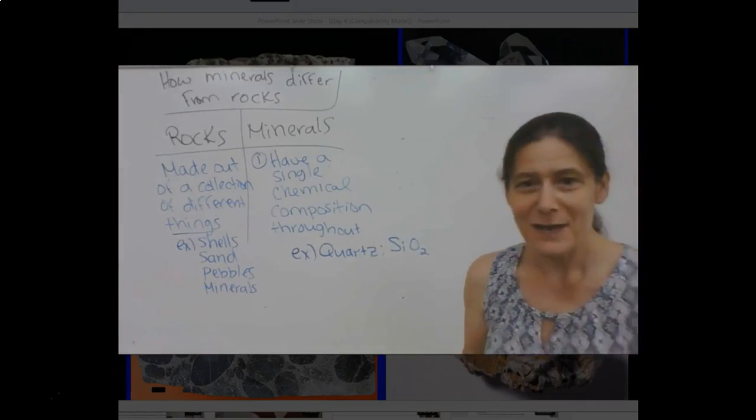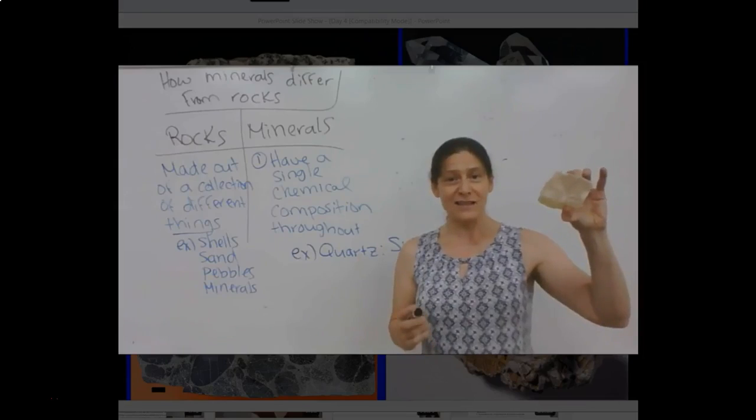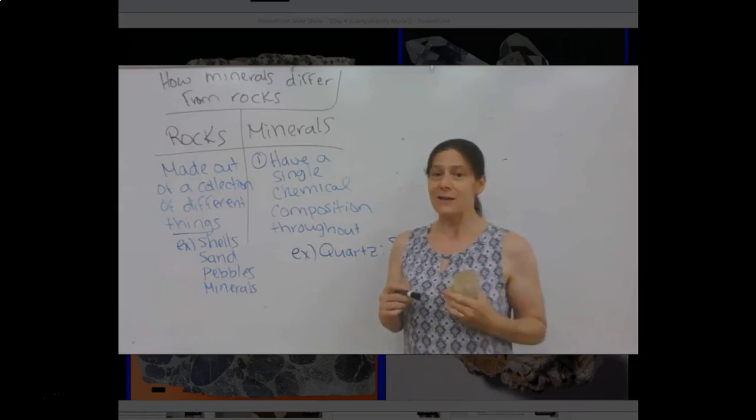I don't know that you need another example, but this is another mineral you're going to see in lab. This is the mineral calcite. Calcite has the chemical formula CaCO3.